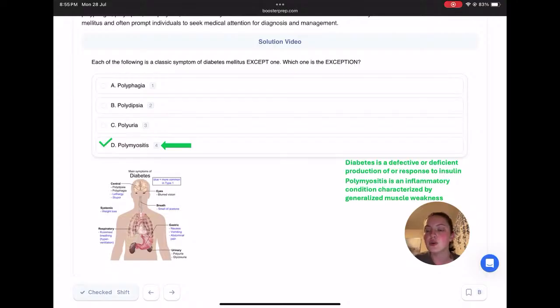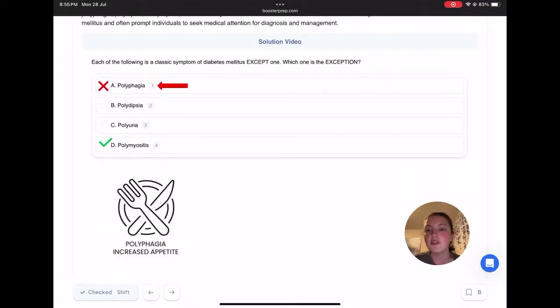Although we know the other answer choices all definitely are symptoms of diabetes, let's go through them really quickly and talk about why. First, we'll start with polyphagia. This extreme hunger is a result of a diabetic's body not being able to regulate and store the glucose it is consuming. Because the body is unable to make insulin or use it properly, that glucose will build up in the blood and not be used for energy.